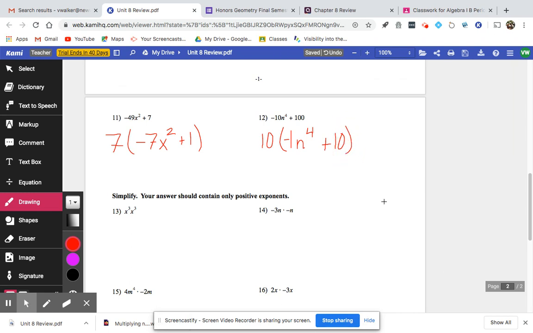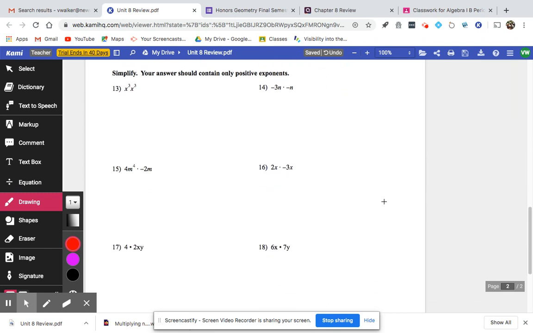Now that takes us to number 13 through 20. We want to simplify. Your answer should contain only positive exponents. So for number 13, we've got x to the 3rd times x to the 3rd. Remember, this 3 and this 3 represent how many x's I have. So for this guy, I'm going to underline it in red or put a red dot by it. I've got x times x times x. I'll use purple for this guy. Here I've got 3 more x's. How many x's do I have total? I have 6. So x to the 6th.